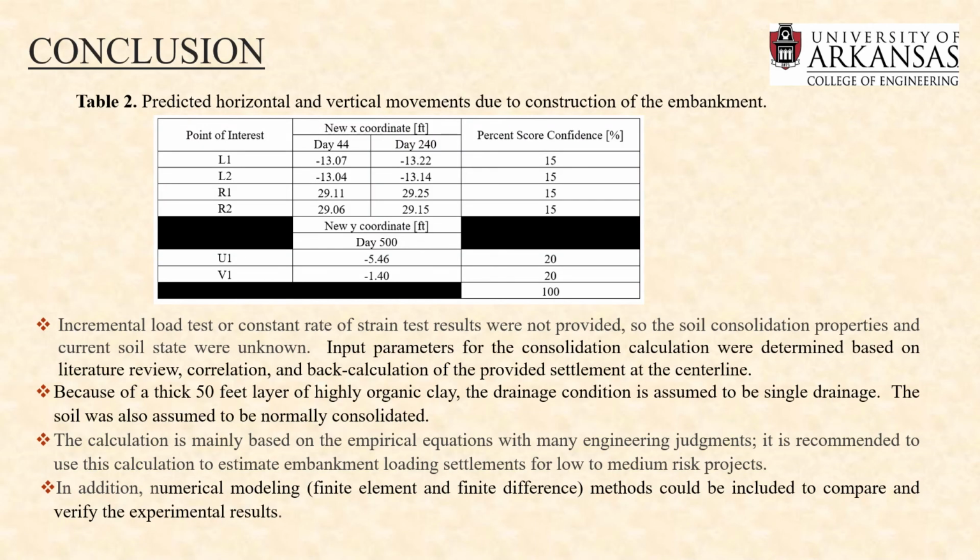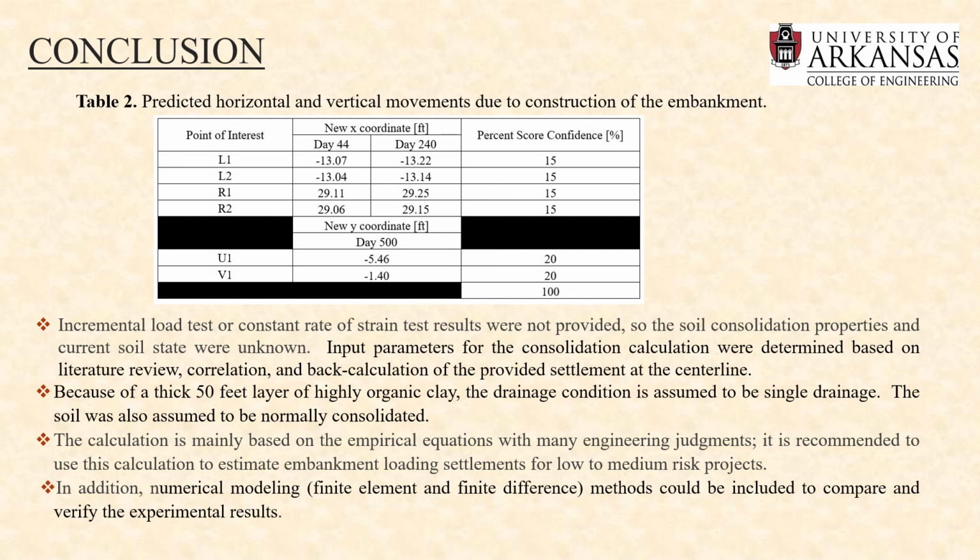Conclusion. So presented in our table 2 is our final prediction for the horizontal and vertical movement due to the construction of the embankment. Assumption and limitation include: first, the soil consolidation property and current soil state were unknown, so the consolidation calculation were determined based on the literature review correlation by calculation of the provided settlement at the center line.